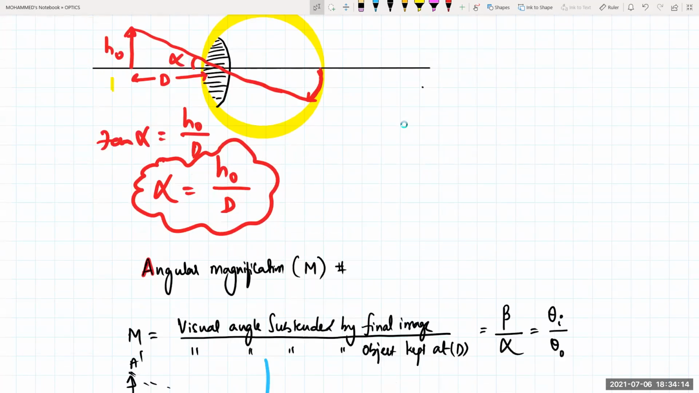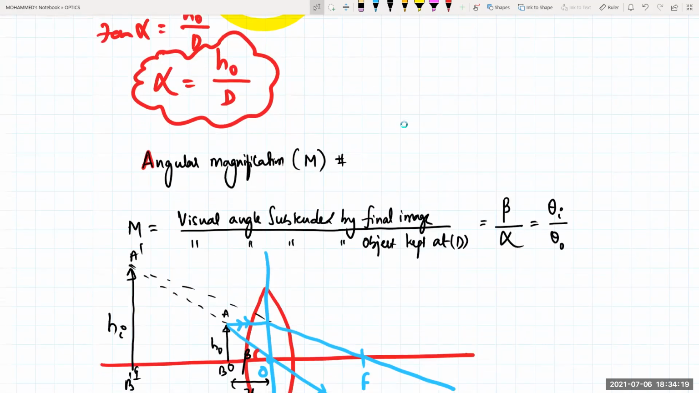So what is the visual angle formula? Alpha is equal to h naught divided by d. So here we will be deriving one basic formula, that is known as the angular magnification. Angular magnification is represented by capital M. So capital M is nothing but the visual angle subtended by the image divided by the visual angle made by the object at the least distance of distinct vision. Is it clear? Any doubt in this one?